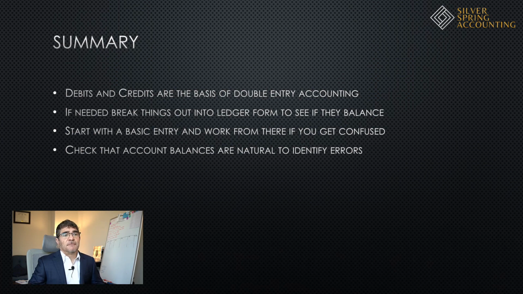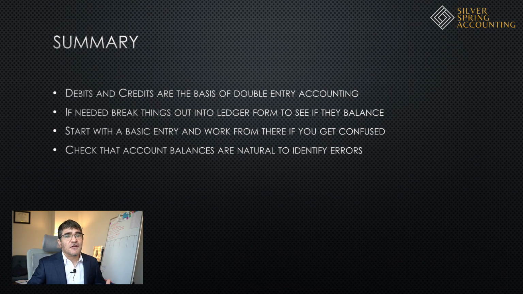So in summary, debits and credits are the basis of double entry accounting, and it can be easier to break things out into ledger form to see if they balance. So when you're looking at financials, when you're looking at an entry, it might be easier just to break it out instead of using a single column with positives and negatives to be able to tell what is going on. And if you're starting to get confused, just work from the basics. Break out that entry into multiple entries.